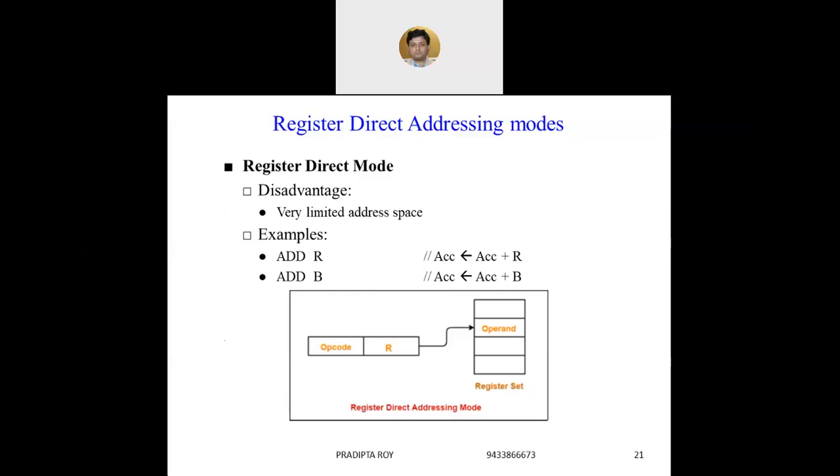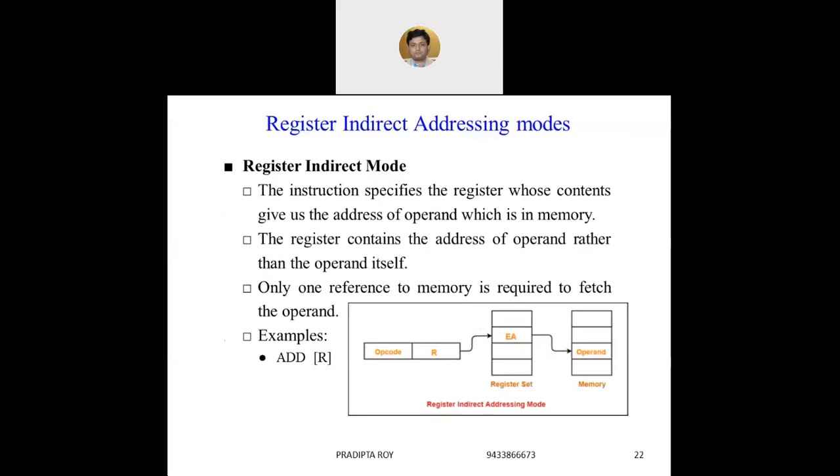So these are the examples of register direct mode. Like ADD R, ADD B, etc. So whatever the content of register R has, it is added with the current content of the accumulator. The only disadvantage of this mode is the address space is very limited, because we have a very limited number of general purpose registers in our system. The actual data is stored in those registers which are specified in the instruction.